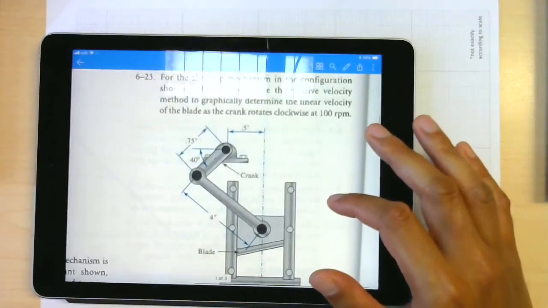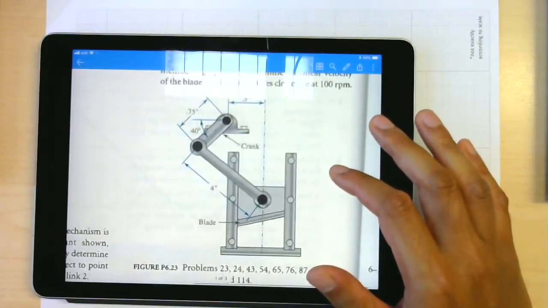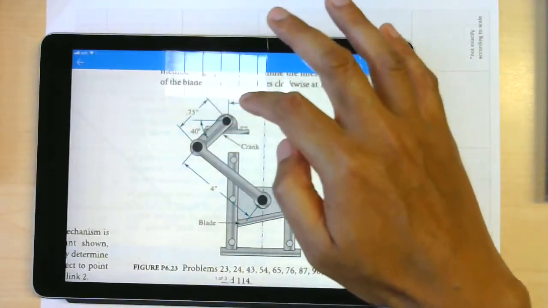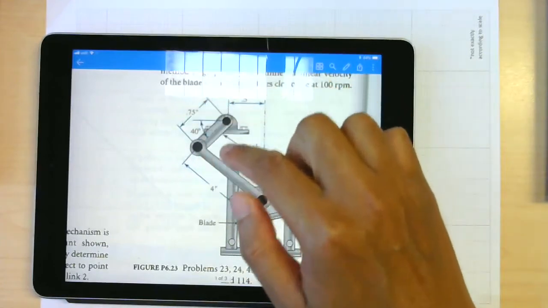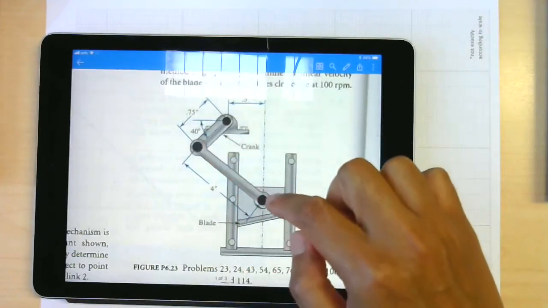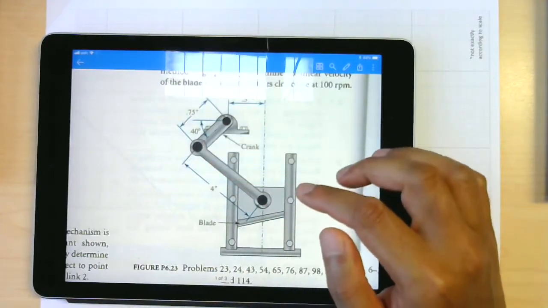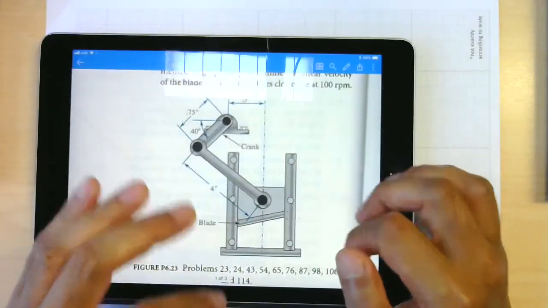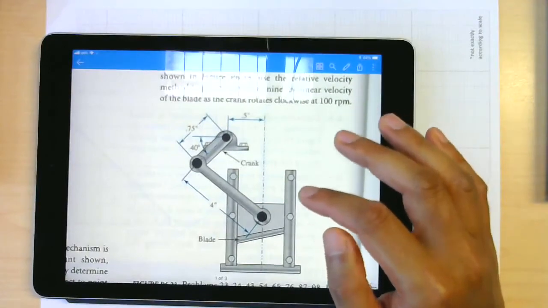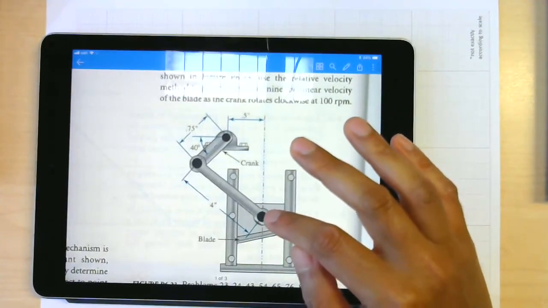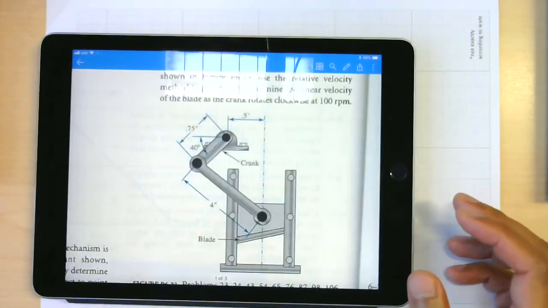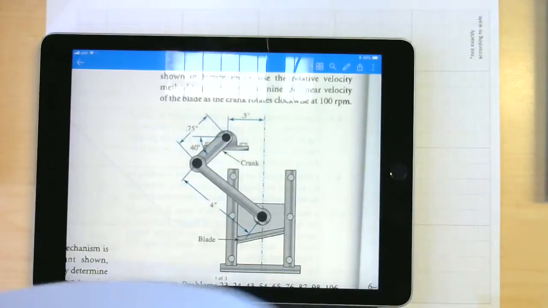So in this case, we have a crank that will be rotating at 100 RPM, and this will rotate clockwise. And with that, you will drive also the connecting link, and also will drive the blade. And this blade is being fixed to travel only vertically up and down. So we need to know the velocity of the blade as the crank rotates clockwise at 100 RPM. Okay, first we need to solve for the velocities.